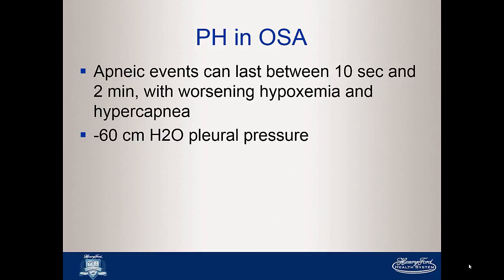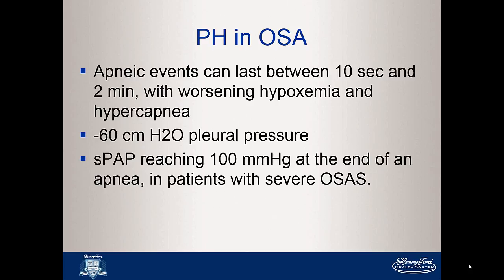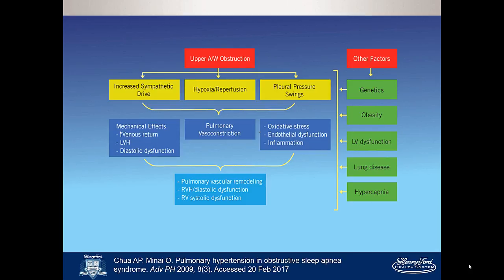Patients can draw in against a closed upper airway about negative 60 centimeters of water of pleural pressure. And we've seen in early studies of patients with very severe obstructive sleep apnea syndrome that systolic PA pressures can reach up to 100 millimeters of mercury by the end of the apneic event.